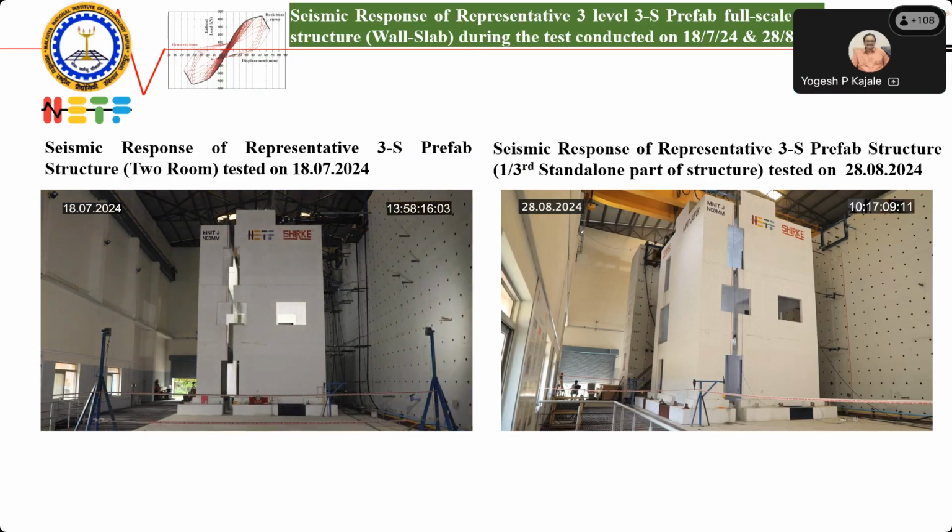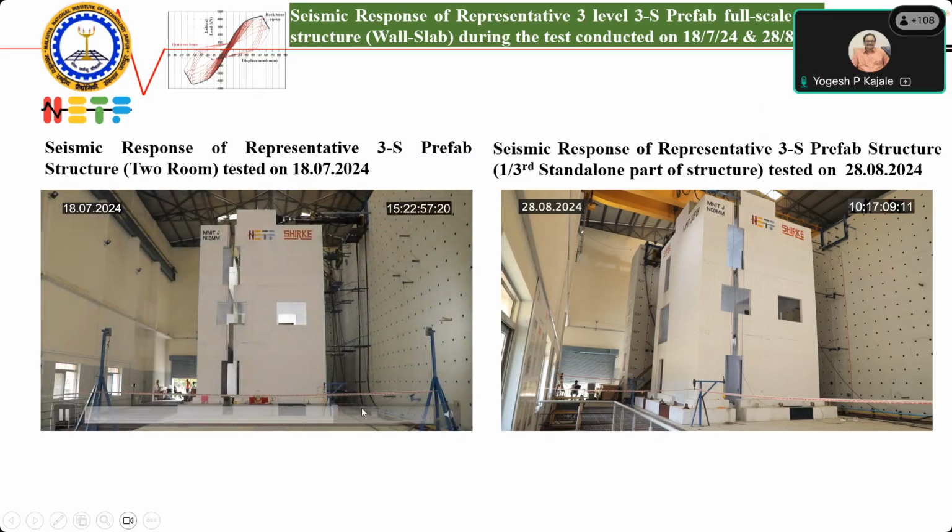But no major cracks were seen in the wall panel, as well as wall-to-wall joints or even slab-to-wall joints. So after completing this test, it was decided that the leftover part, which is only one wall with a part of a slab, was again subjected to loading in the other direction.